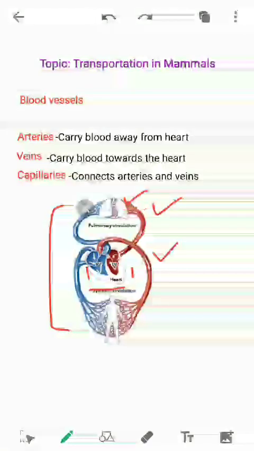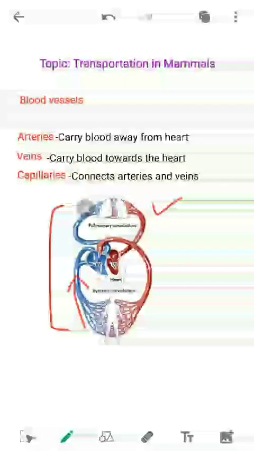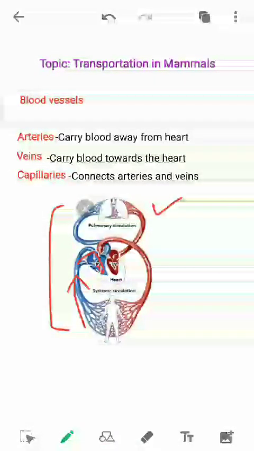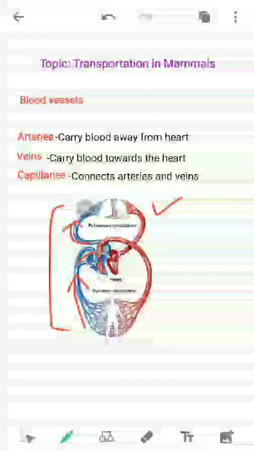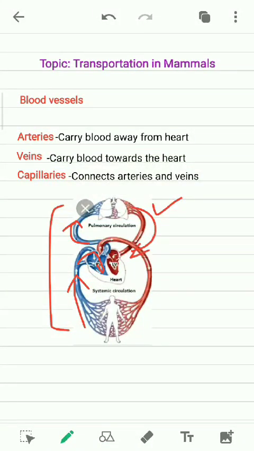Then all the body cells take these nutrients, and after taking these nutrients you can see that the blood is taken back to the heart towards the right side. Now the right side again pumps it back into the lungs, and the lungs will oxygenate it because you're breathing. So from the air, the oxygen will be transported into the blood, and it's again oxygenated and comes back to the left side. So this circle is happening again and again.